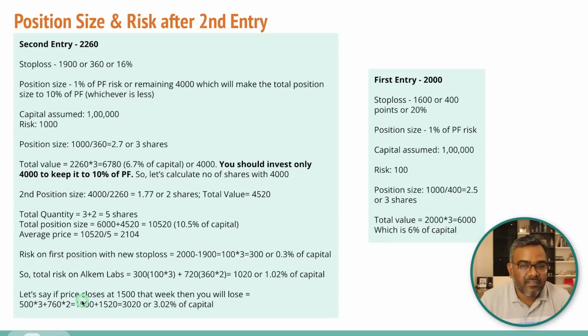So if by chance, on a weekly closing basis, let's say we have another COVID crash kind of event and the stock closes at 1500, where the stop loss was 1900, then you will lose 3.2% of your capital. On the first position, you bought at 2000, your stop loss is 1500, so you lose 500 by 3 shares. And on your second position, your entry is 2260 and your stop loss is 1500, so you lose almost 760 into 2 shares, which brings us to 3020, or 3.02% of your overall capital. That's how much you lose.